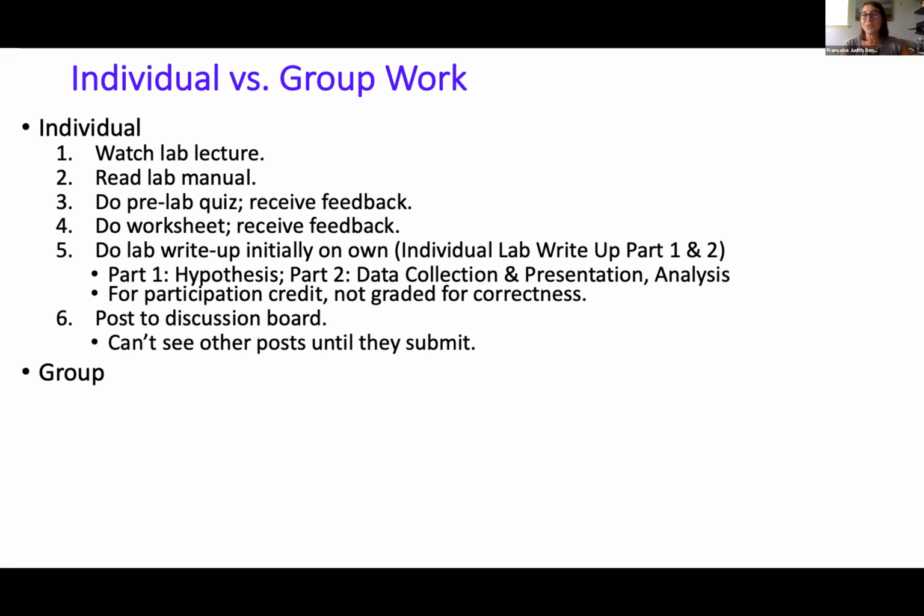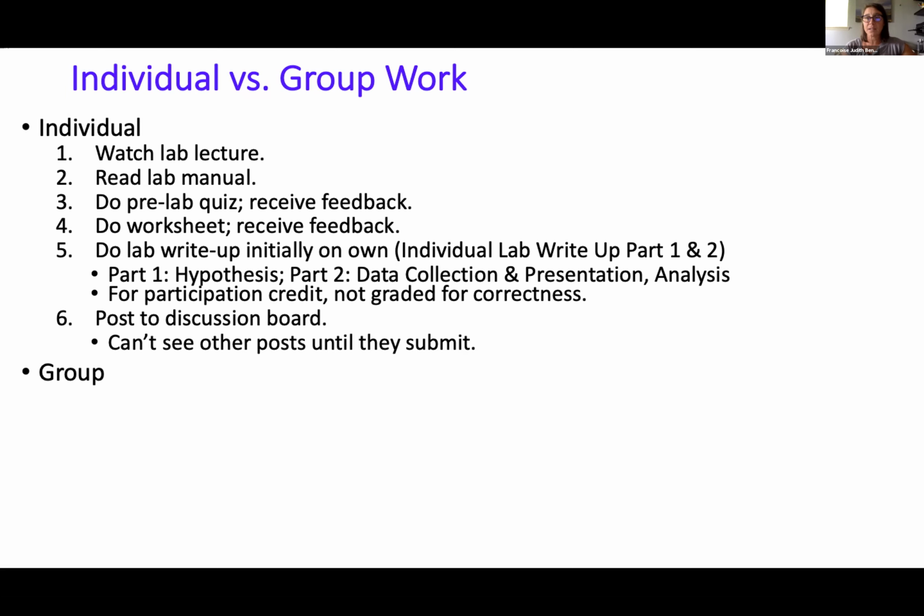This then brings us to the individual lab write-up, and this was the true magic of the course. We asked the students to complete an individual lab write-up on their own, which mimicked the group lab write-up. They were the exact same questions, but they had to do it on their own in advance. It was broken up into 2 parts: the hypothesis before they received the data and did any data collection, and then part 2, where they completed the data collection, creating their graphs, doing their analysis and conclusions. They then turned this in to the group discussion board. This was for participation credit and not graded for correctness at all.